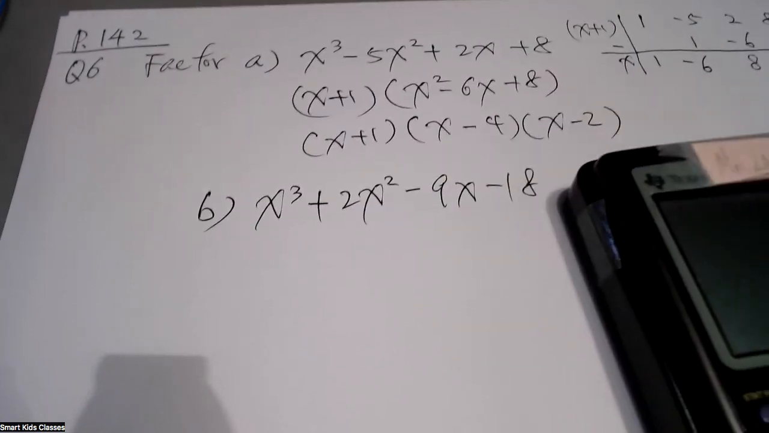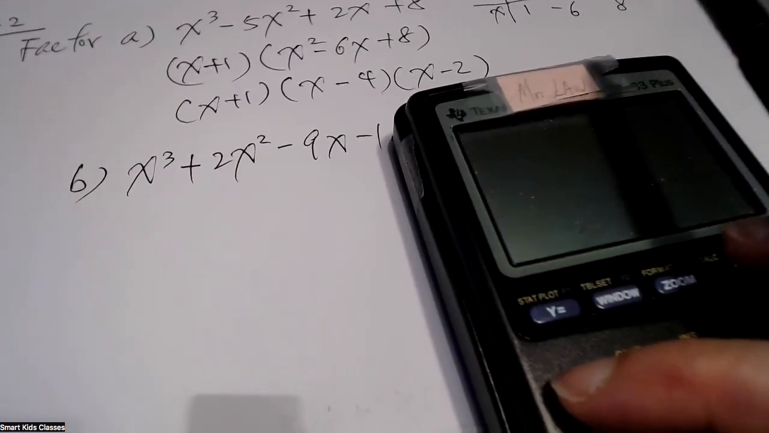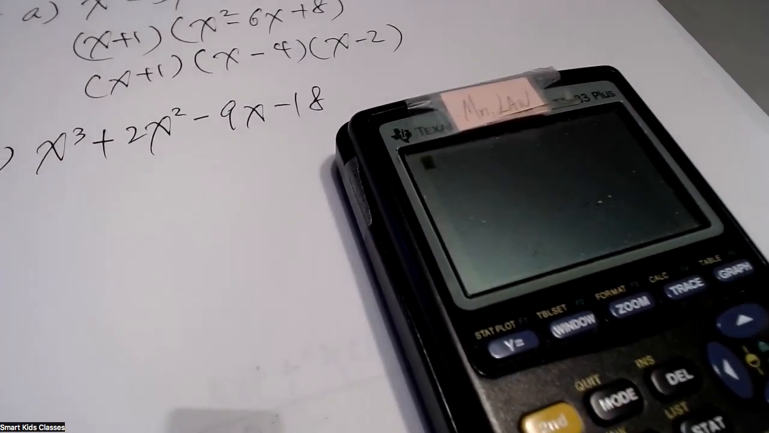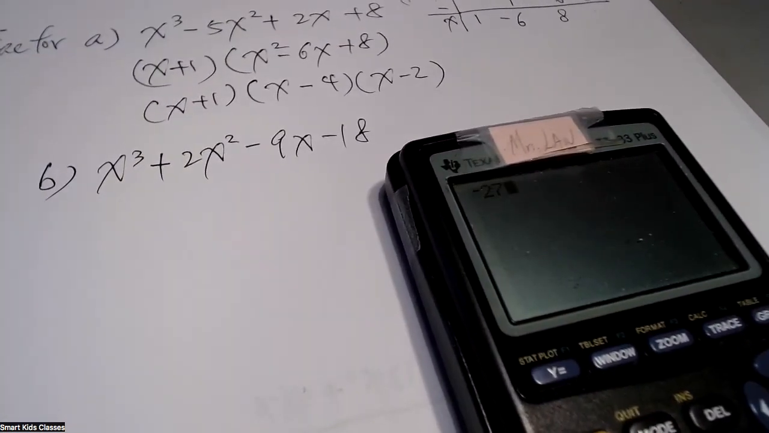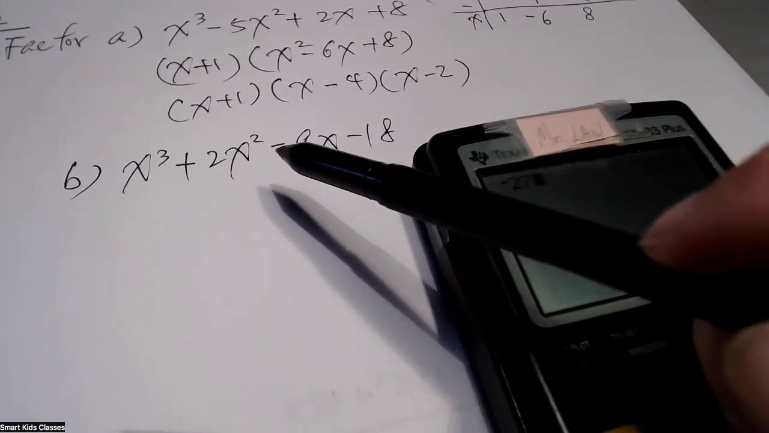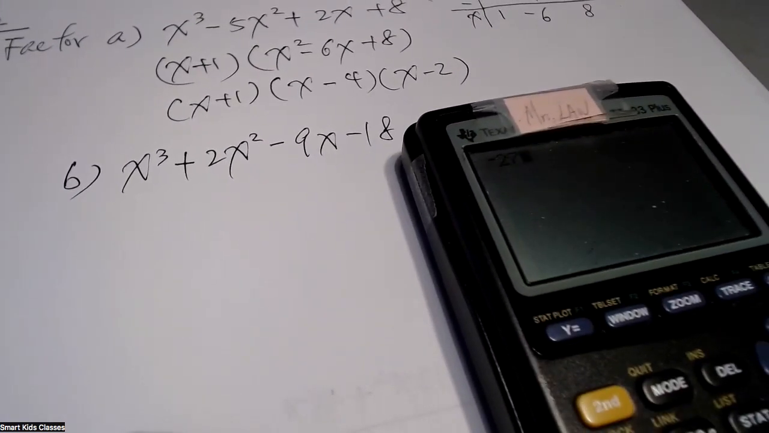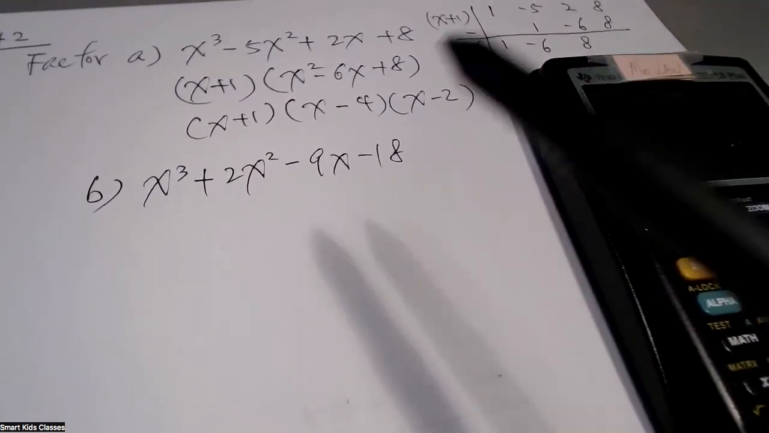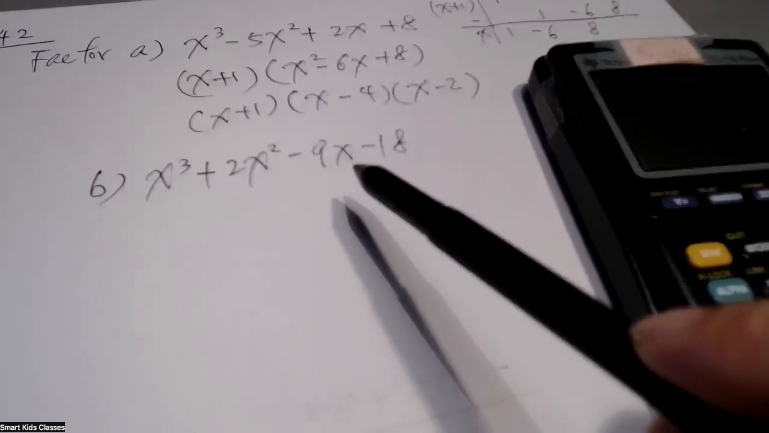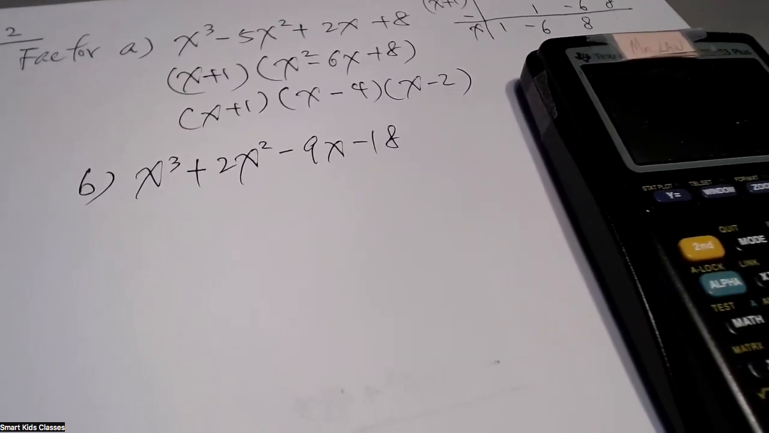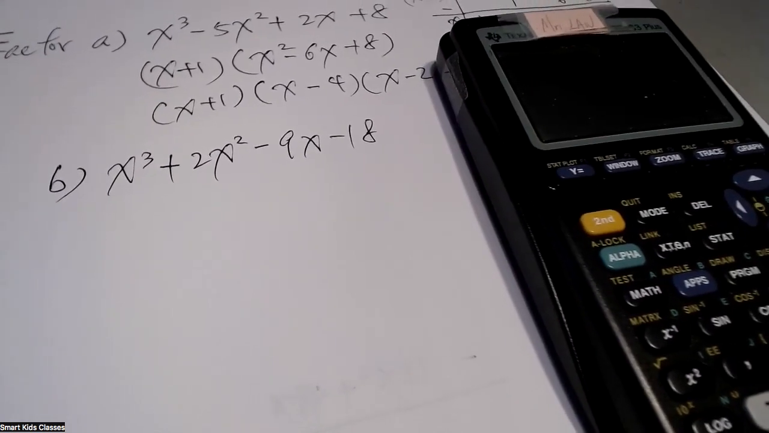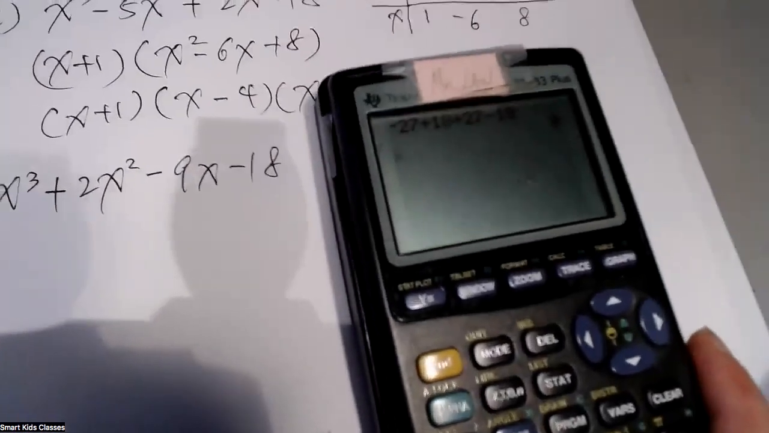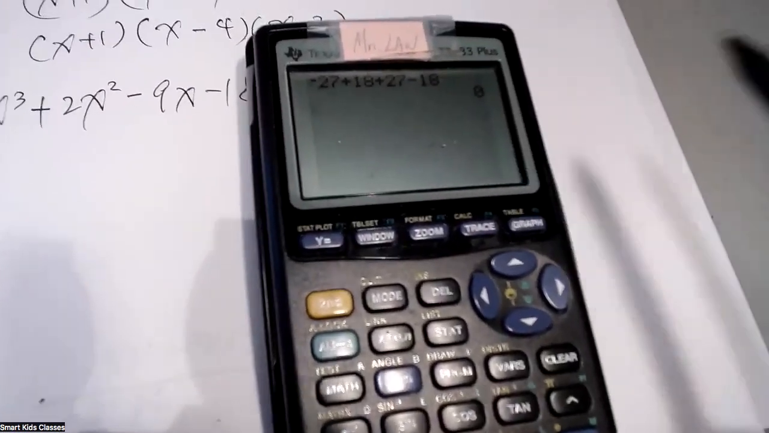Okay, I'm going to use the calculator to help faster. So if we try negative 3, we get negative 27 here. The second one will be a 9. 9 times 2 is 18, so add 18. And then 9 times negative 3, we get positive 27. Then add 27 and minus 18. Yeah, it equals 0. So by the calculator, we find this equals 0.